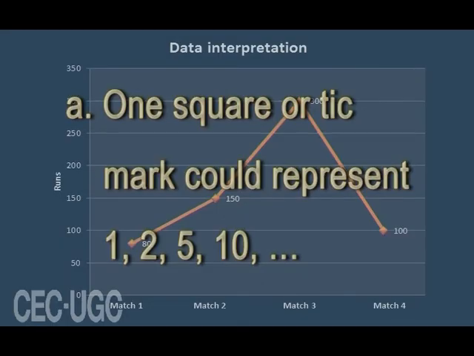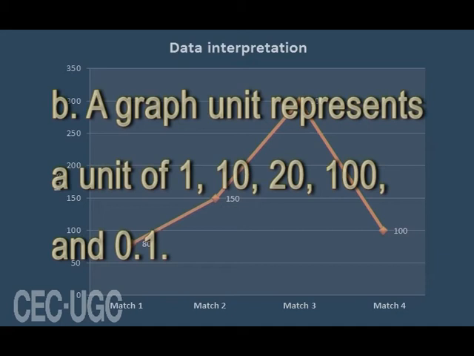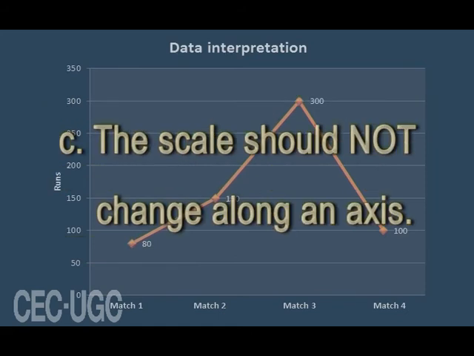One square or tick mark could represent 1, 2, 5, 10, and so on. A graph unit represents a unit of 1, 10, 20, 100, and 0.1. The scale should not change along an axis. Use a ruler or straight edge to draw your lines. The dependent variable is usually plotted on the y-axis, and the independent variable is usually plotted on the x-axis.